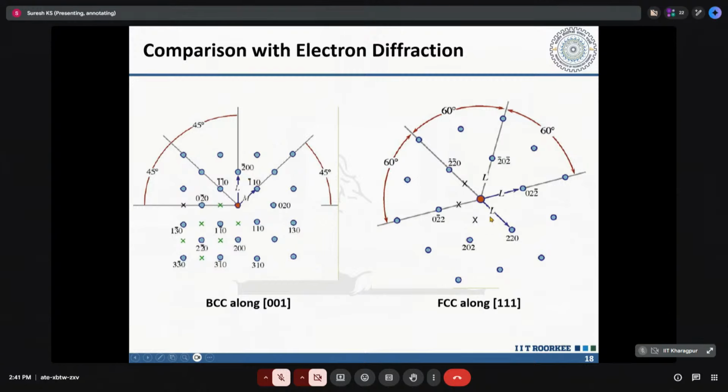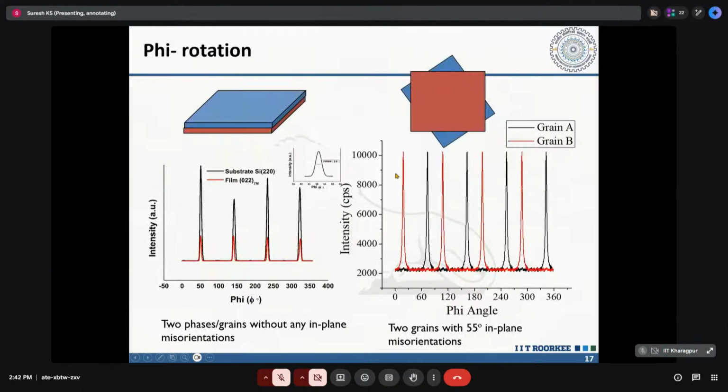However, if I do the same thing for the case of an FCC lattice, wherein my beam direction becomes 111, then instead of 4 like here, you are going to have 6 different diffraction spots, corresponding to the symmetry typically located along the 111 axis. A similar thing happens in X-ray diffraction also when we are rotating along this phi rotation.